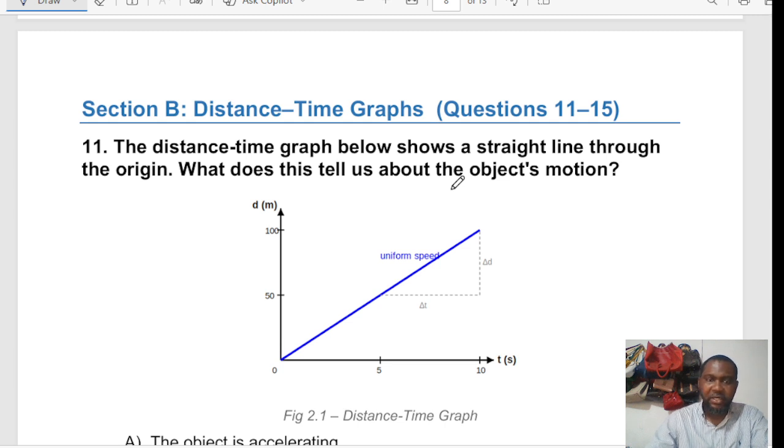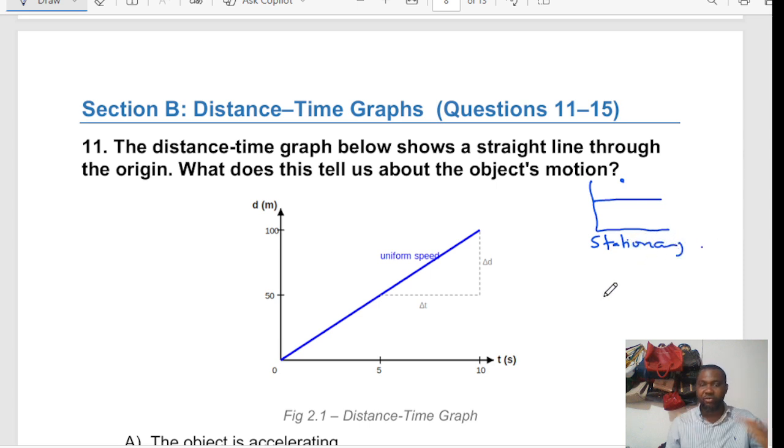A distance time graph is a graph of distance plotted against time. It is not the same as a velocity time graph. Please note that, and the meaning is not the same. I just want to mention four things. In a distance time graph, a horizontal line simply means the object is stationary. So whenever you see a horizontal line, the object is stationary, the object is not moving.